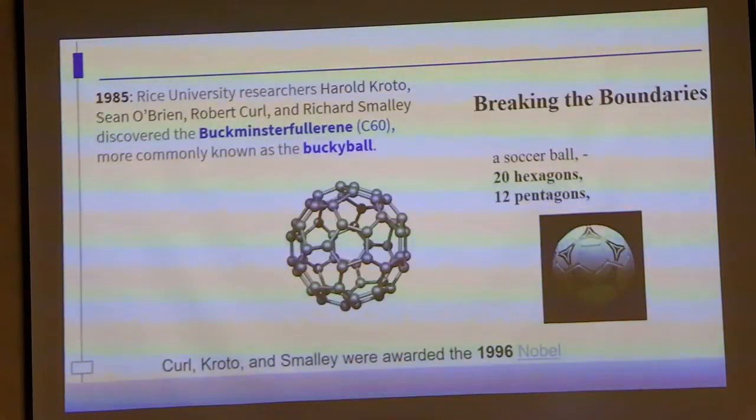Number one, the buckyball, C60. That is called buckminsterfullerene, C60, or buckyball. It has 20 hexagons and 12 pentagons, like a football. And for this research, Curl, Smalley and Kroto won the Nobel Prize in 1996.